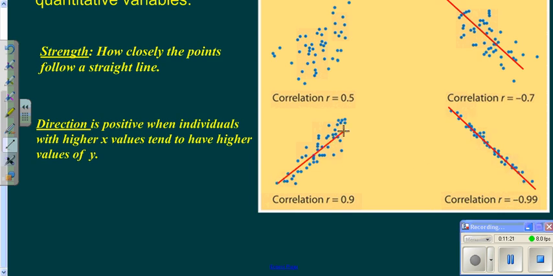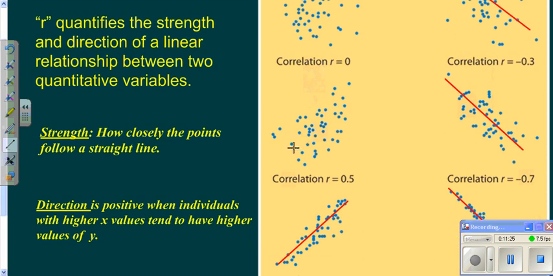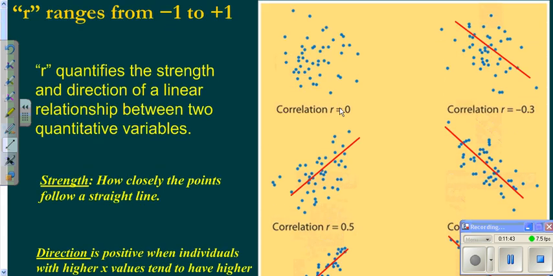So here's a positive association that's still relatively strong. Here's another positive association, but somewhat weak. Notice you're at 0.5. Typically, I would say if you're at a 0.55 or 0.6 for your R and below, then it's going to be somewhat weak. And the closer you are to 0, the weaker it is.